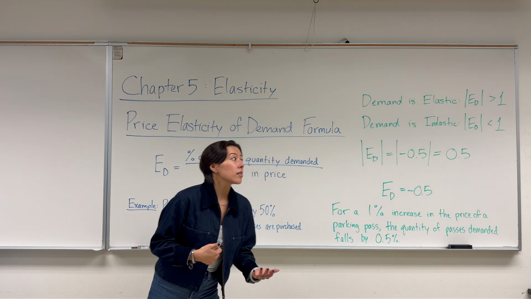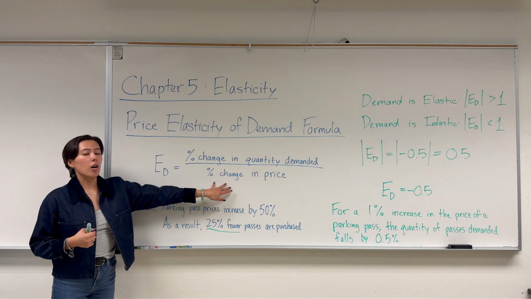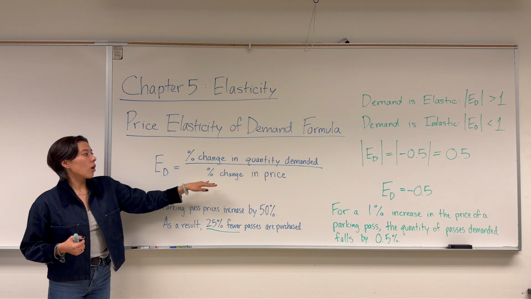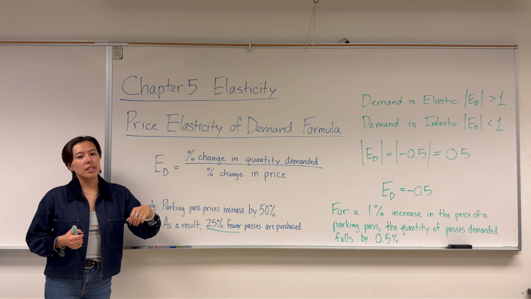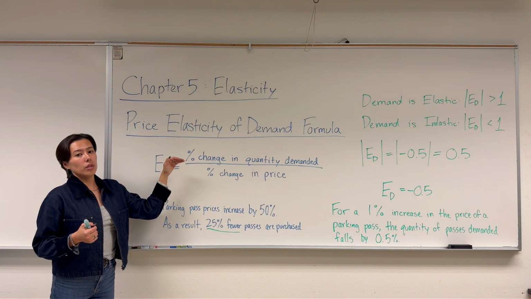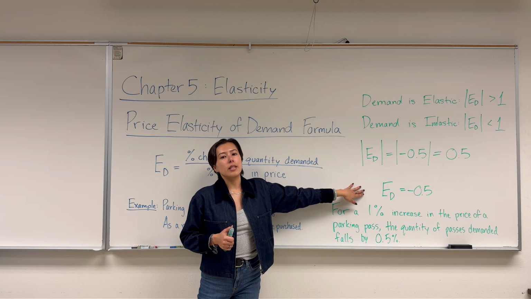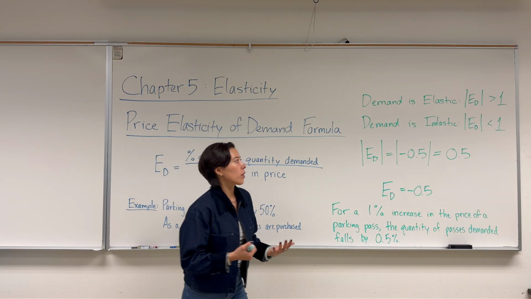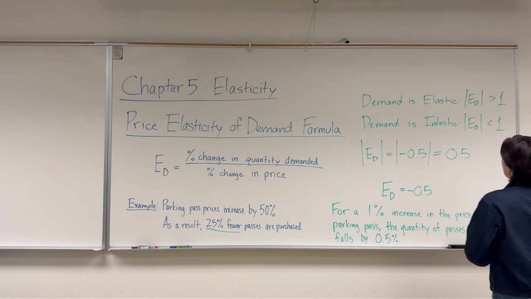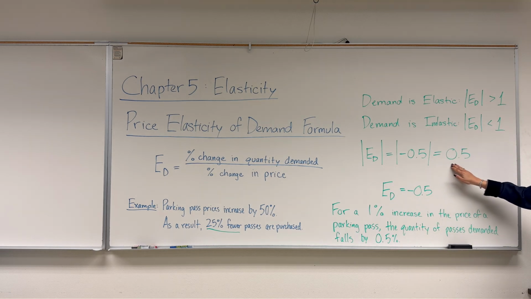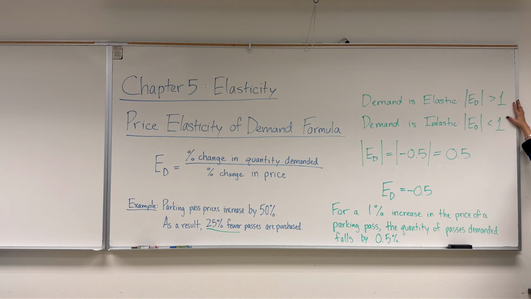And so what that means is that whenever we're calculating our price elasticity of demand, we're always going to have a negative sign in either the numerator or the denominator. So our price elasticity of demand will always be negative. Then, when we want to find out whether demand is elastic or inelastic, we just turn that answer into a positive number and use our conditions up here to make that decision.